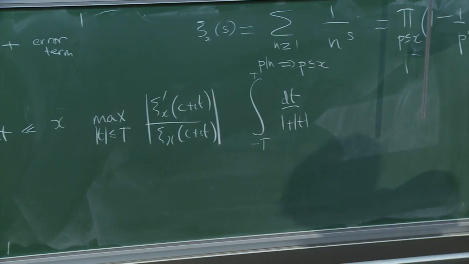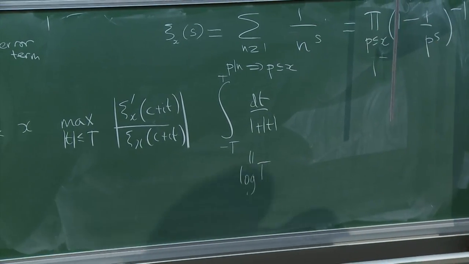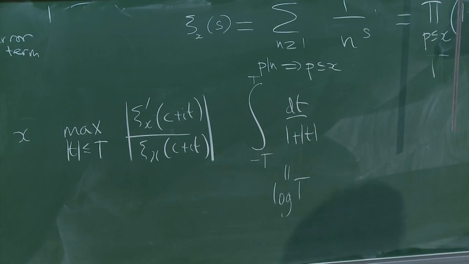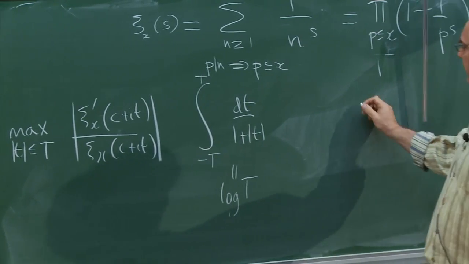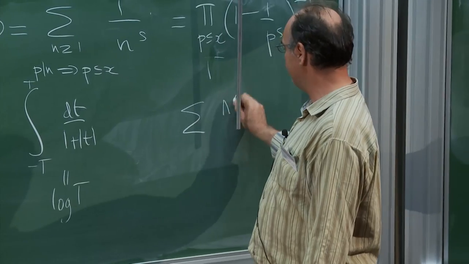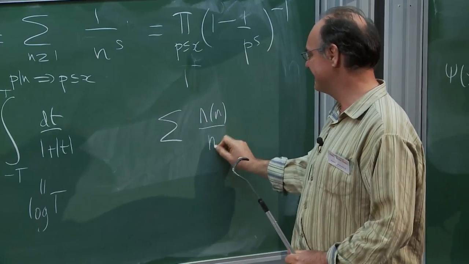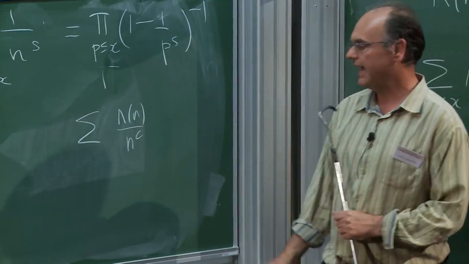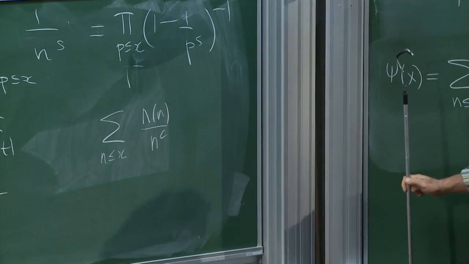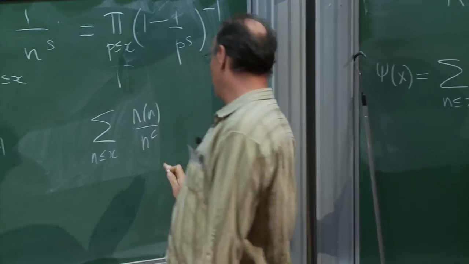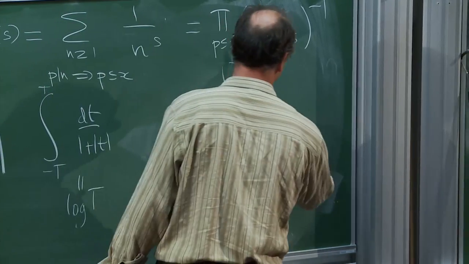So how big are these two terms? Well, this one's easy. This is just like a log, maybe 2 log, but you'll forgive me the 2. How big is this guy? Well, I'm really going to be very crude and say, zeta prime over zeta looks like the sum of lambda n over n to the c, and we'll do this for n up to x. It's not 100% correct. There should be a few more terms, but they're not going to be important. The c is more or less 1, so it's certainly less than the sum of lambda n over n up to x. So it's less than log x.